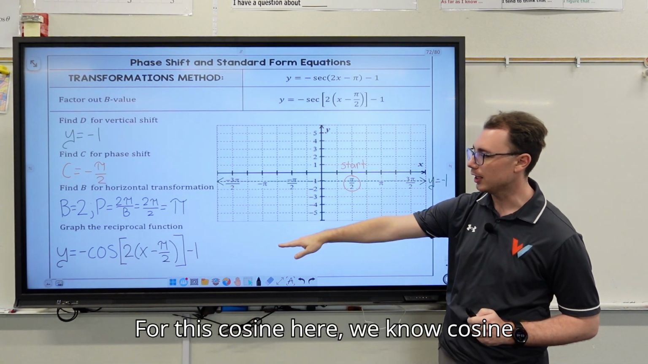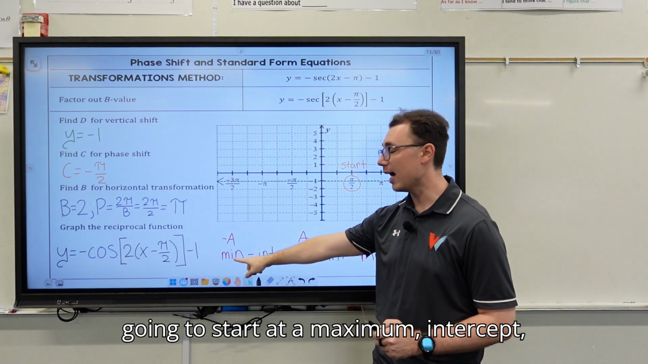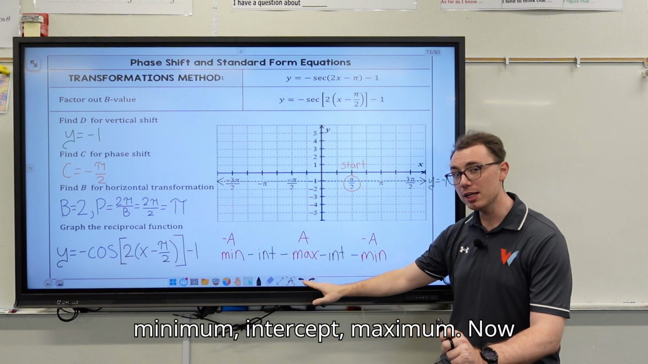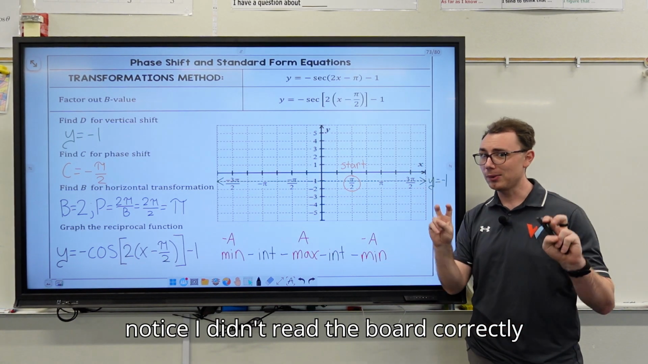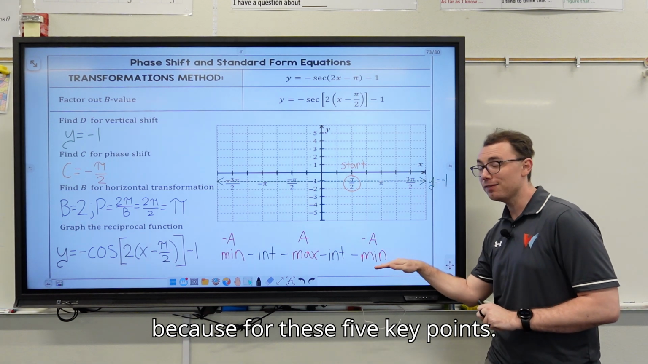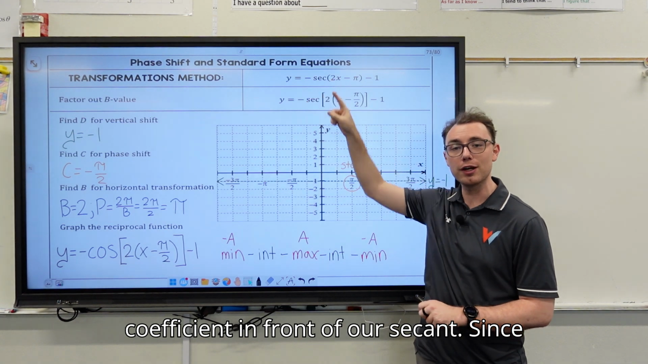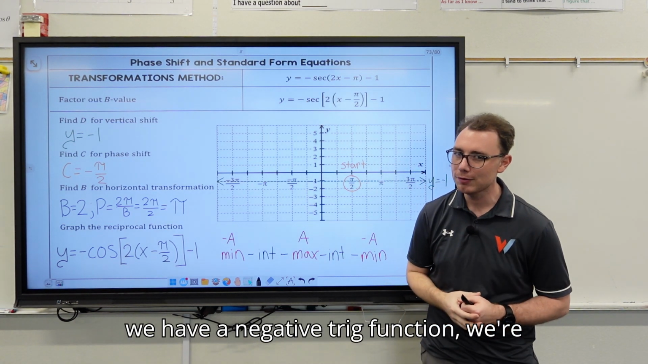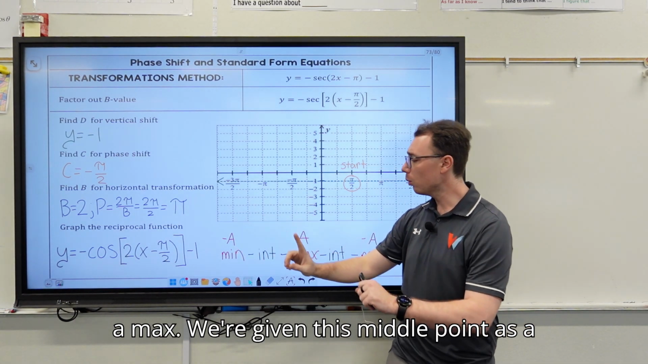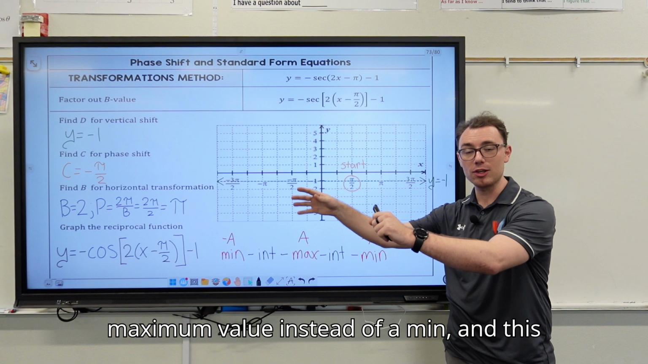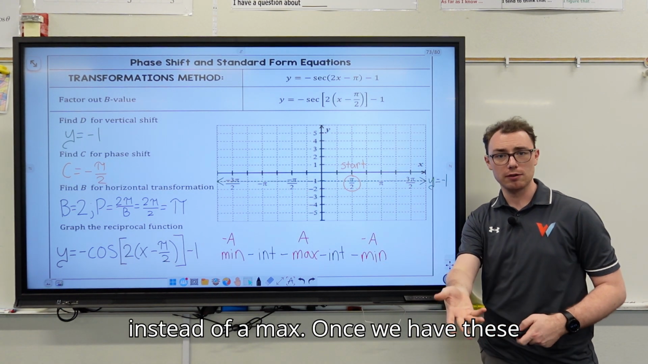For this cosine here, we know cosine has these 5 key values where it's going to start at a maximum, intercept, minimum, intercept, maximum. Now notice, I didn't read the board correctly, because for these 5 key points, it's going to be based on the negative coefficient in front of our secant. Since we have a negative trig function, we're given this as a minimum value instead of a max. We're given this middle point as a maximum value instead of a min, and this final point here as a minimum value instead of a max.